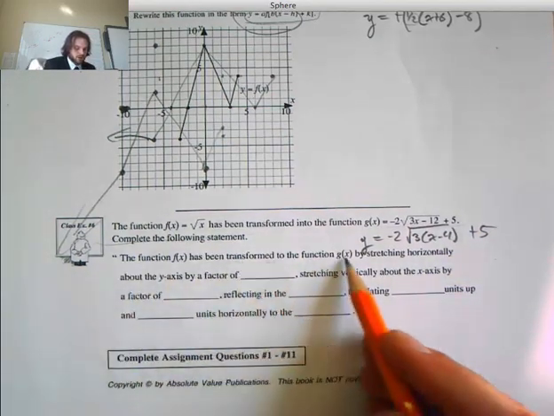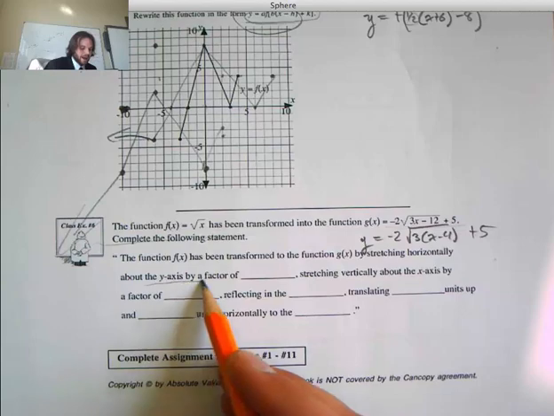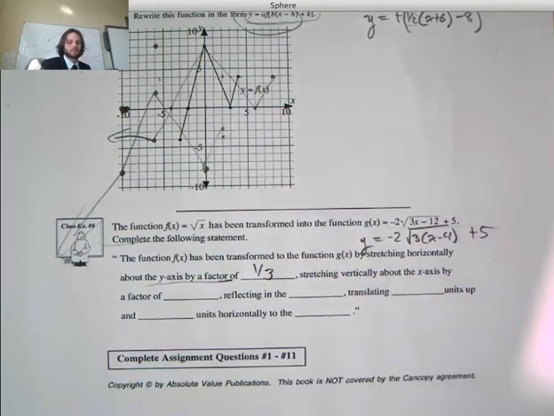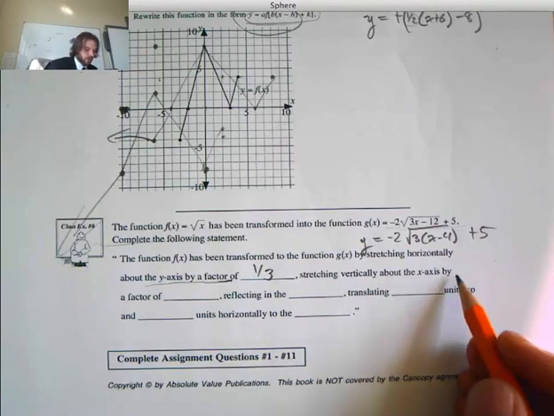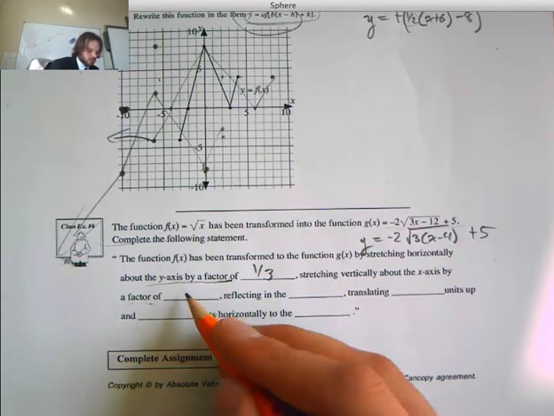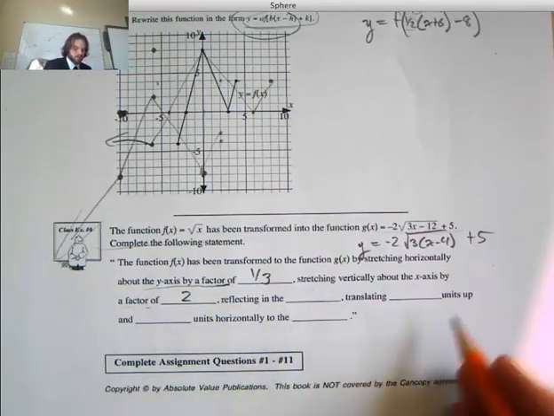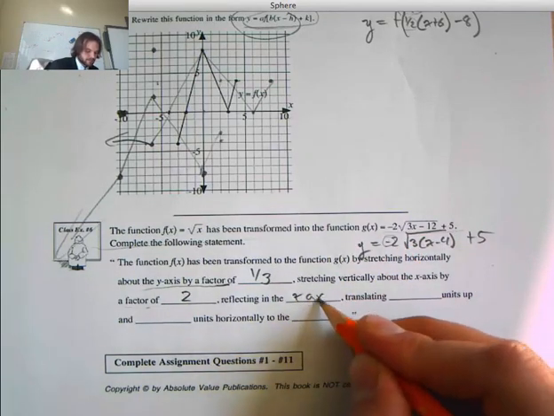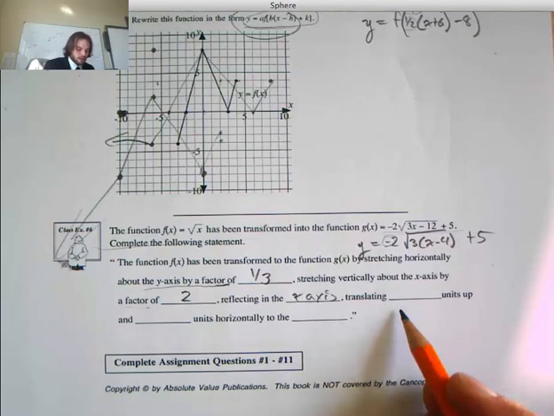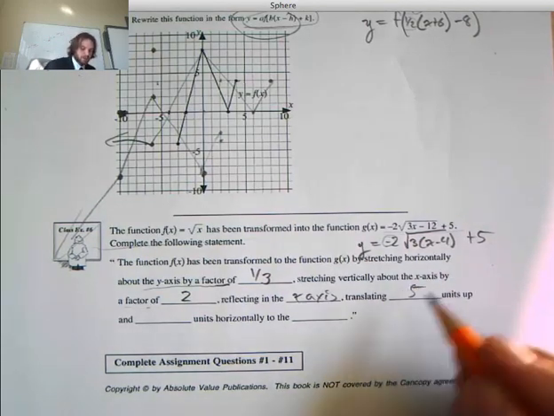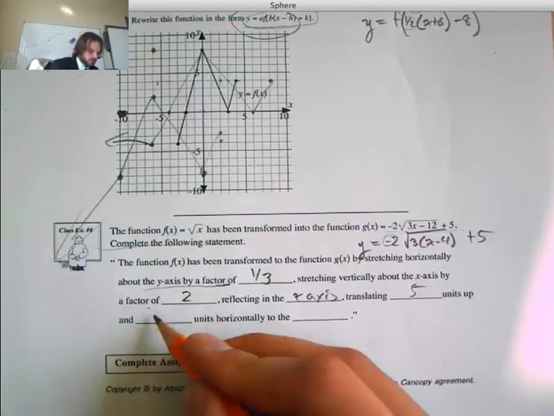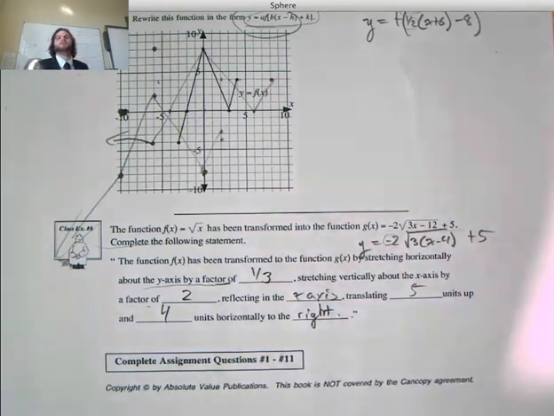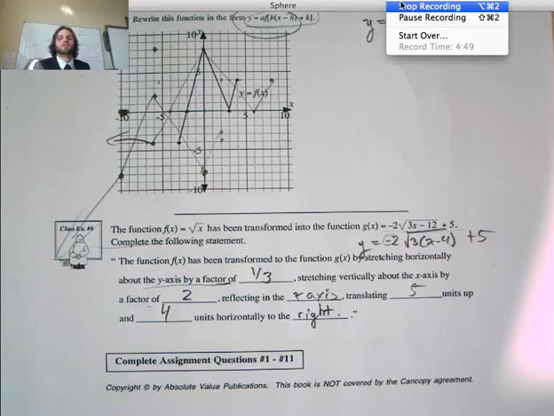So the function has been transformed by stretching horizontally about the y-axis by a factor of 1 over 3. Then, stretching vertically about the x-axis by a factor of 2. Reflecting in the, well, it's right here, we're reflecting in the x-axis. And translating up, how many units up? 5 units up, and 4 units to the right. So that's everything. Hopefully you understood this as we work on these together in class tomorrow.